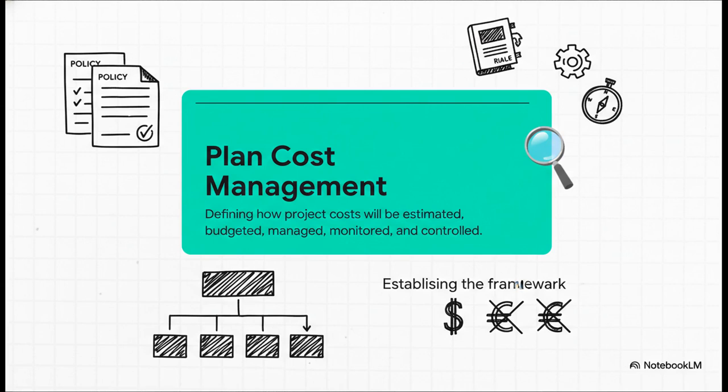Look at those keywords: defining how. See, this process isn't about coming up with a dollar amount. It's about building the system. It's the framework, the procedures, the policies. This is where you literally build the machine that will control your project's finances.